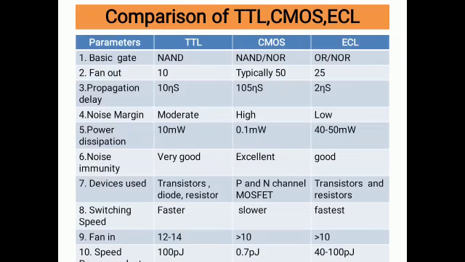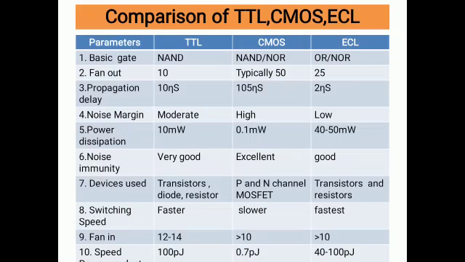Devices used. Internally to form this IC, in TTL, transistor, diode, resistors are used. For CMOS, P and N channel MOSFET is used, and for ECL, transistor and resistor are used. Switching speed. As I have said, in propagation delay, the propagation delay is very less in ECL, so it is the fastest one. So switching speed, fastest in ECL, faster in TTL, and CMOS is very slow. So that is its disadvantage.